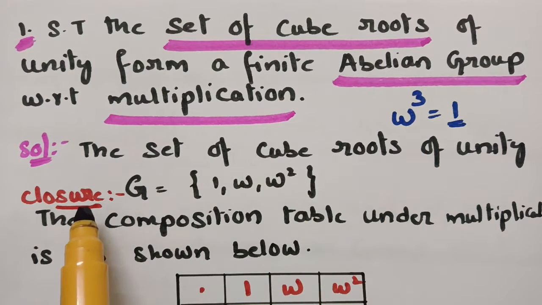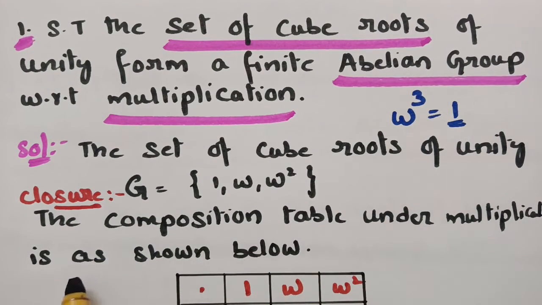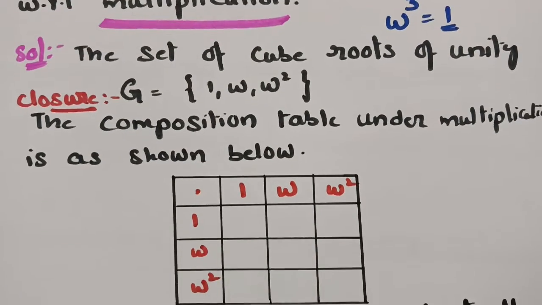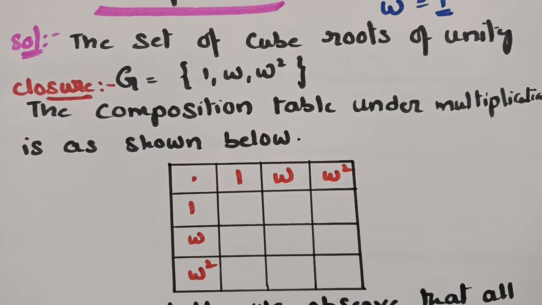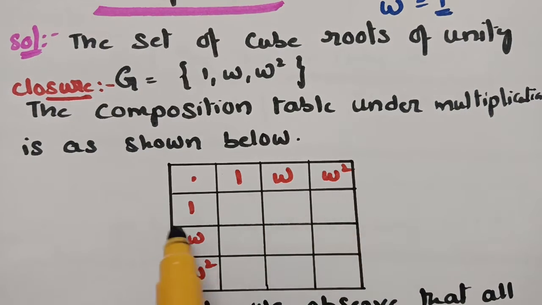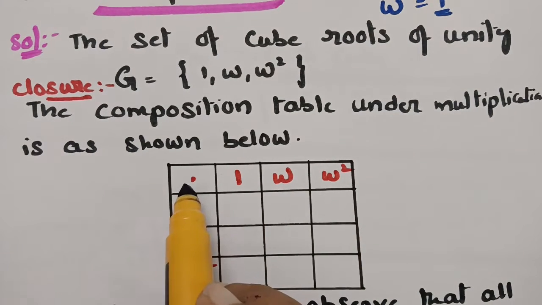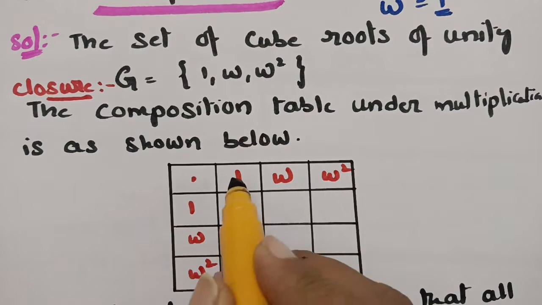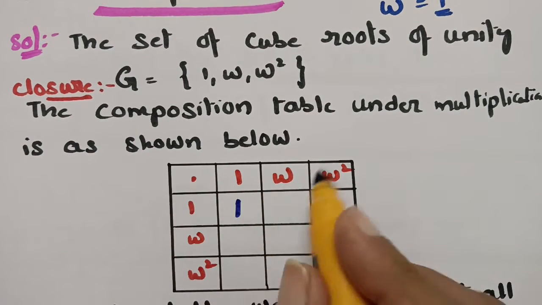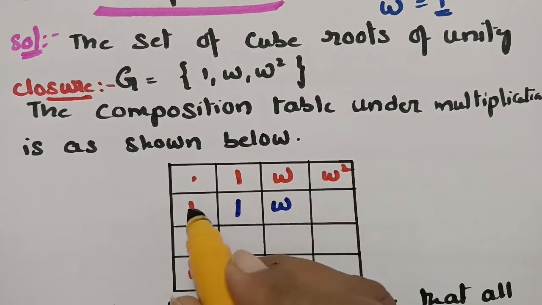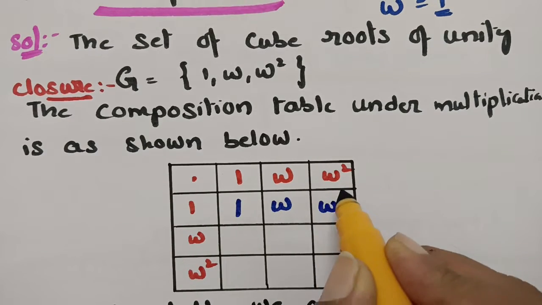The first one is the closure law. See, the composition table under multiplication is as shown below. See here, we have to draw the composition table. See, the set here is {1, omega, omega square}. Here also 1, omega, omega square. Multiplication is the binary operator. And therefore, if I multiply, 1 into 1 is 1. 1 into omega is omega. And next one, 1 into omega square is omega square.